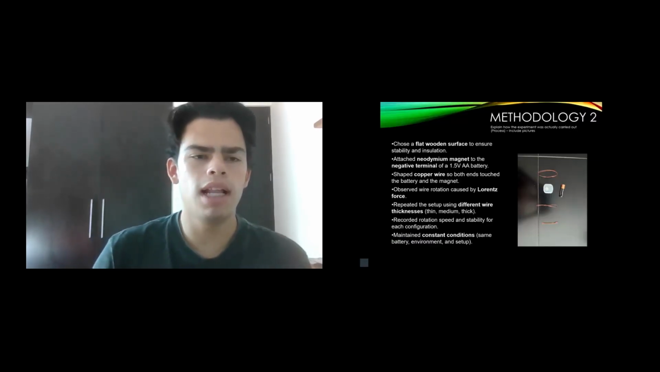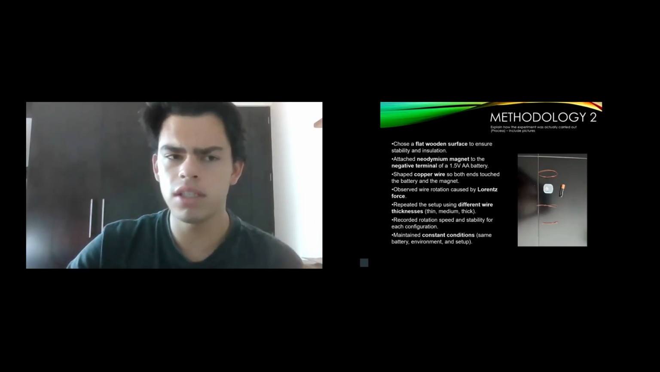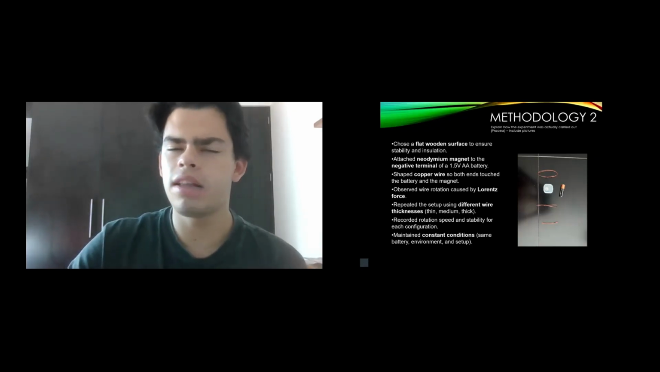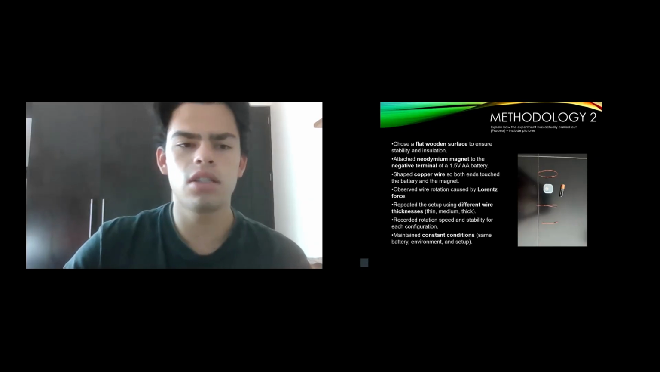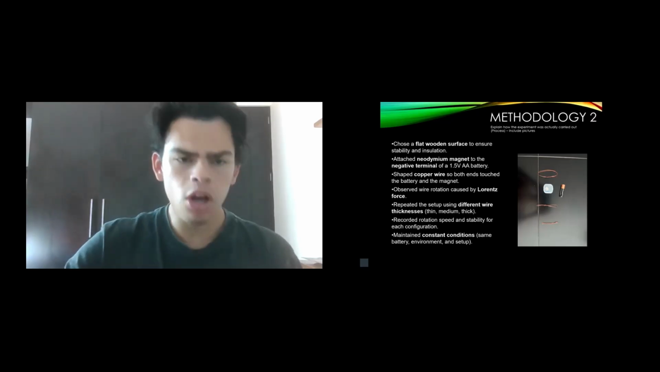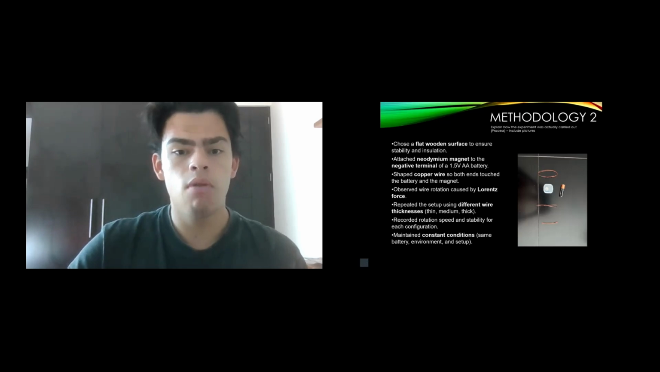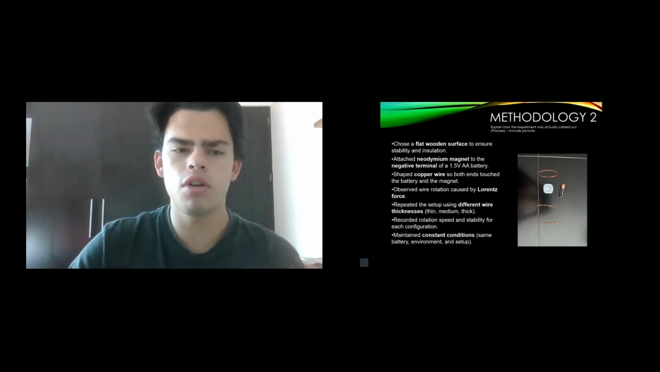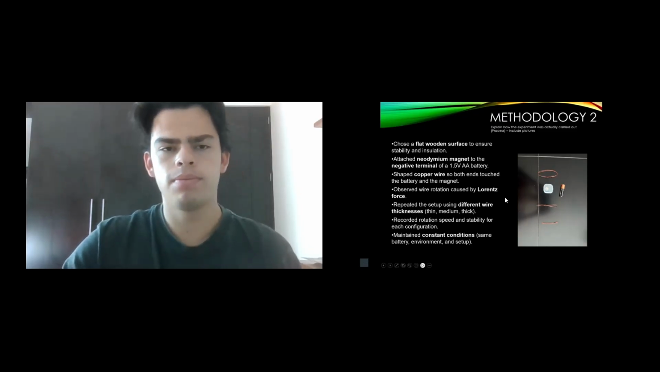Methodology two. This is the process. The first one is choose a flat wooden surface. Second is attach the medium magnet to the negative terminal of the battery. Then shape the copper wire so both ends touch the battery and the magnet. Observe the wire rotation caused by Lorentz force. Repeat the same experiment with different thicknesses, like thin, medium, and thick, and record rotation speed and stability for each configuration. And these are the materials I used.